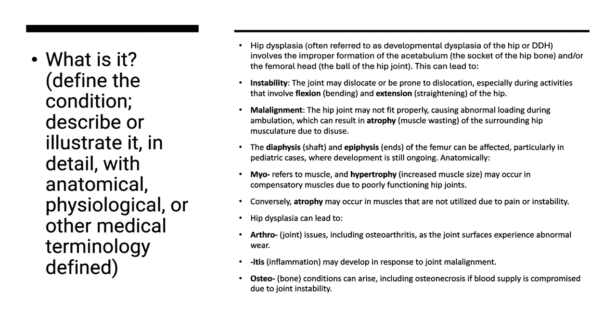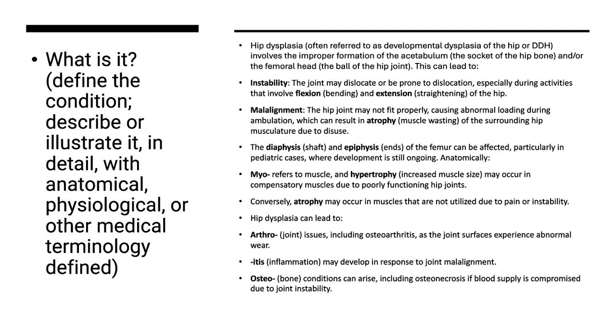So, anatomically, myo, which refers to the muscle, and hypertrophy, which is increased muscle size, may occur in compensatory muscles due to poorly functioning hip joints. Conversely, atrophy may occur in muscles that are not utilized due to pain or instability.